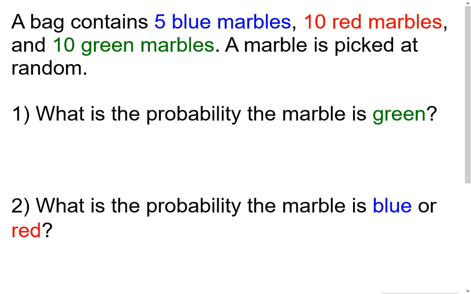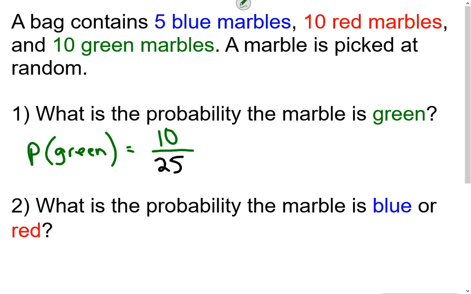So in my first one here, the probability that the marble is green. So I would look at this and I'd go, probability of a green marble equals. Now remember, to calculate our probability, we're going to write it as a fraction. So I look at it, well, green, how many green marbles are in there? Well, there are 10 green marbles in my bag. And then I ask, well, how many are there total? Total marbles, there's 25. I just add them all up. 5 blue plus 10 red plus 10 green.